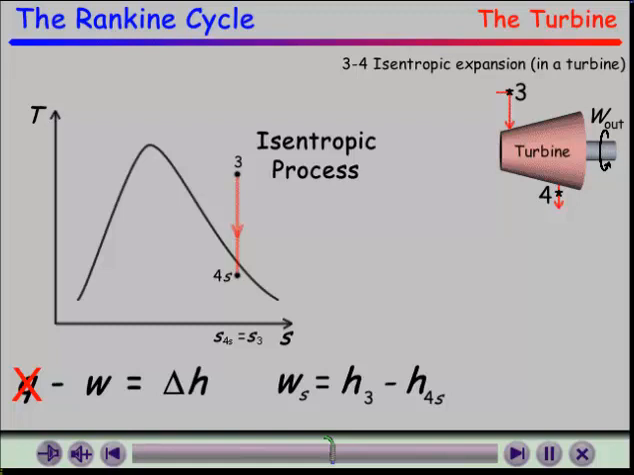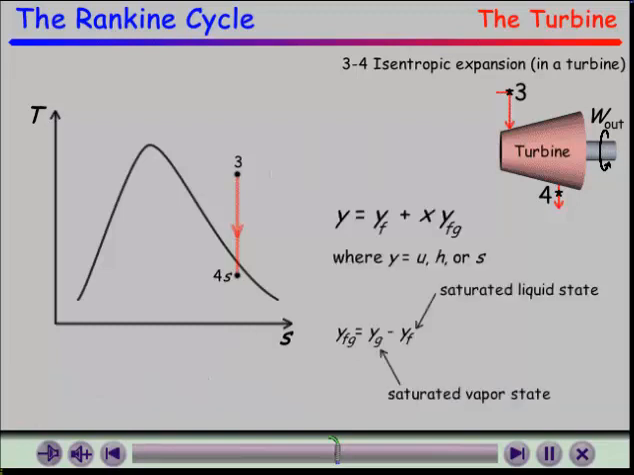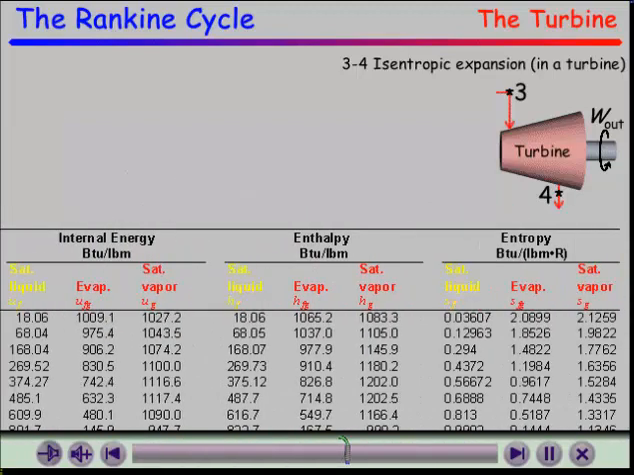In order to determine the enthalpy at point 4s, or at any other point under the vapor dome, we must know the quality of the mixture first. When we have determined a mixture's quality, we can determine other thermodynamic properties by this general equation. The property Y is equal to the property of the saturated liquid, plus quality times the difference in the property of the saturated liquid and saturated vapor states. The property values for the saturated liquid and vapor states, as well as the difference of that property between the two states, are all provided in the steam tables.